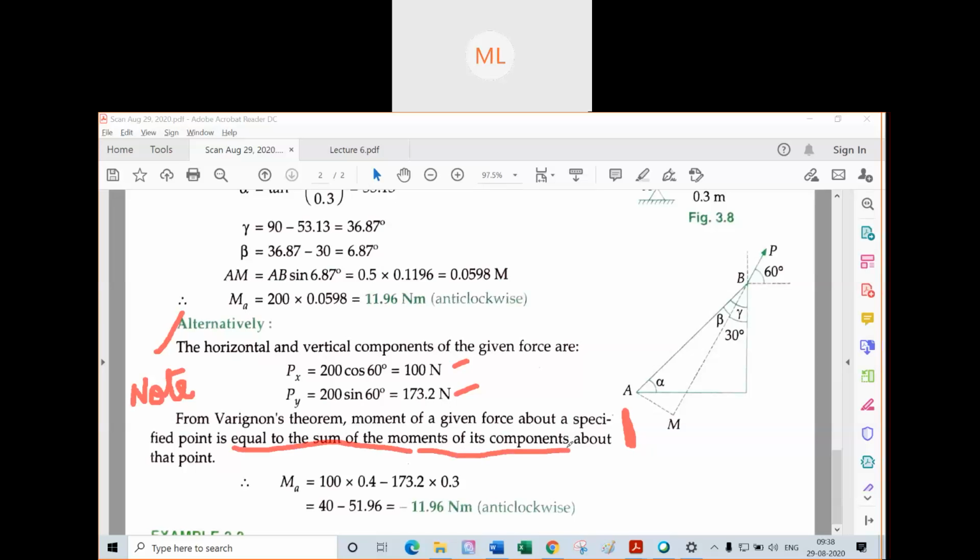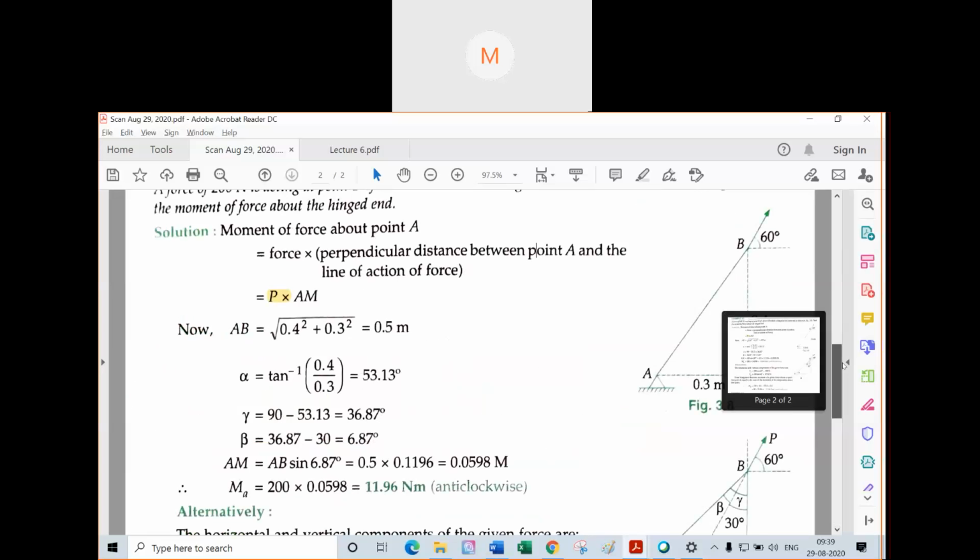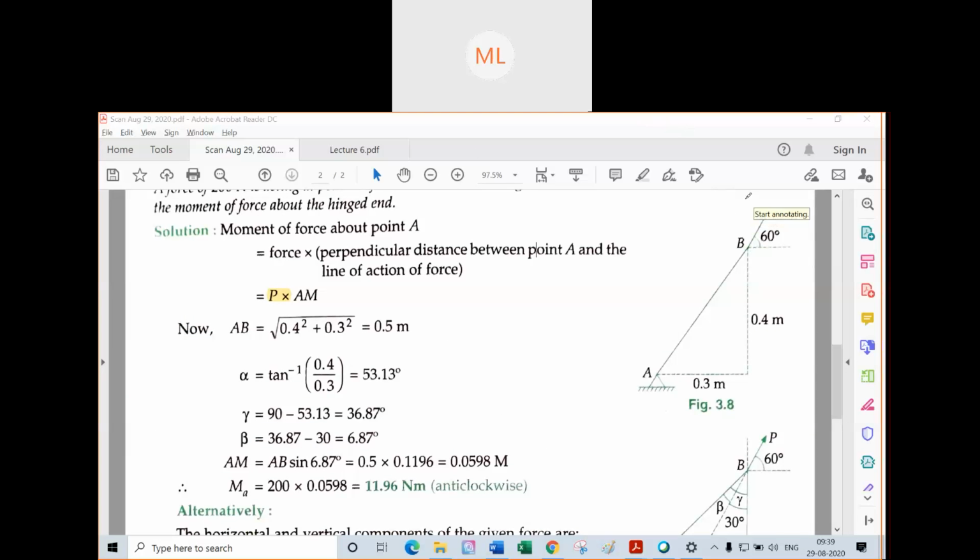So now what happens? Look, if we have got Fx, let us think of this one as F of x and here F of y. So if F of x and F of y are different, then we can find out the moment about x. F of x is 100, no? Now if you look at this diagram, we are getting this component as the x component and this as the y component, right?